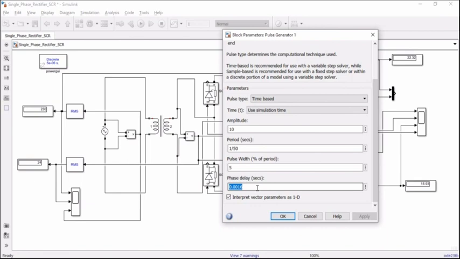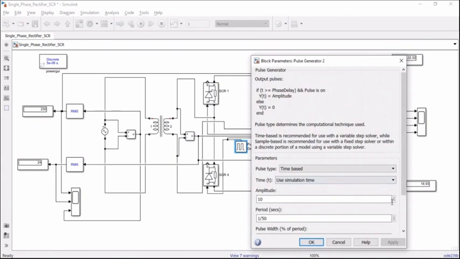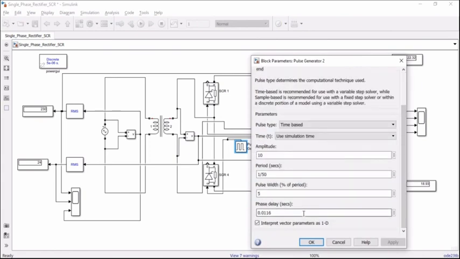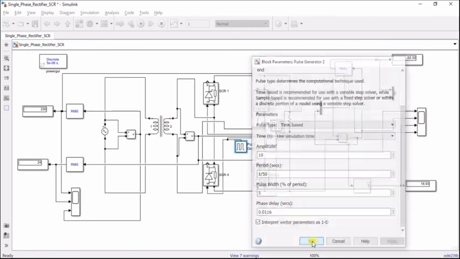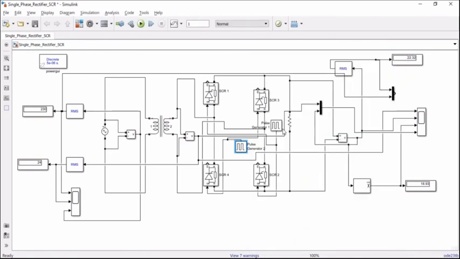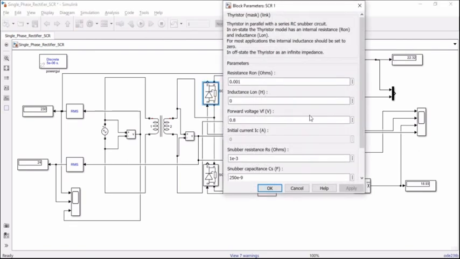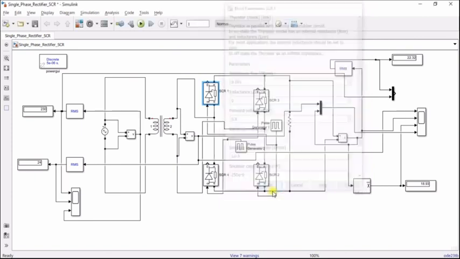So this 0.0016 is given for thyristors S1 and S2, and for thyristors S3 and S4 the pulses are given for the firing angle. Pulses are given for 4 thyristors, and now we will see the thyristor or SCR parameters. Here we can have the default values. This is not going to make any change in our simulation. Resistance can be set as 0.001 itself, and forward voltage can be given as 0.8 volts itself, and we need not change these parameters.